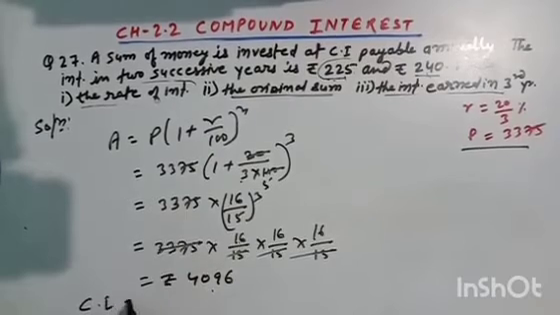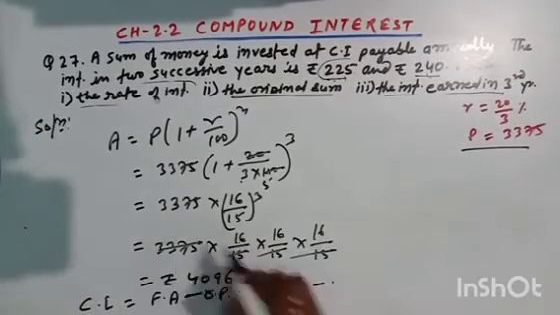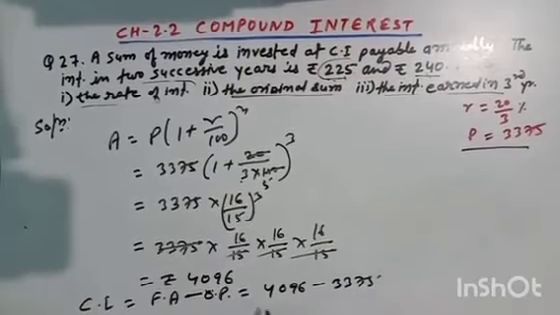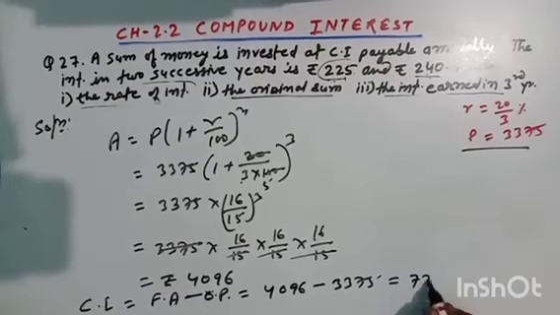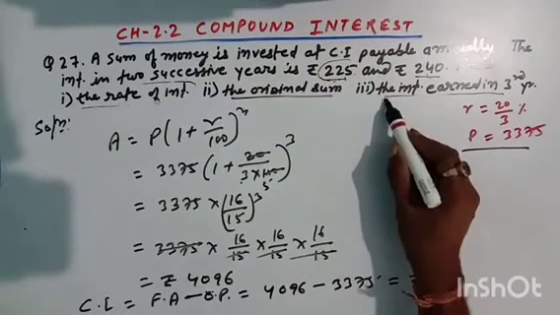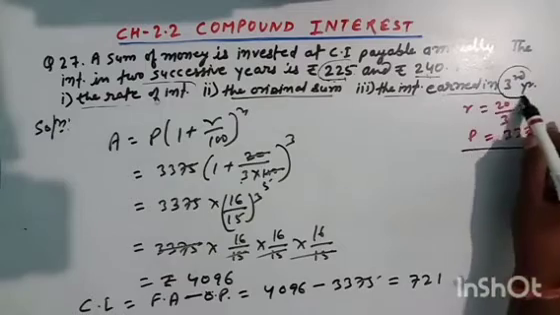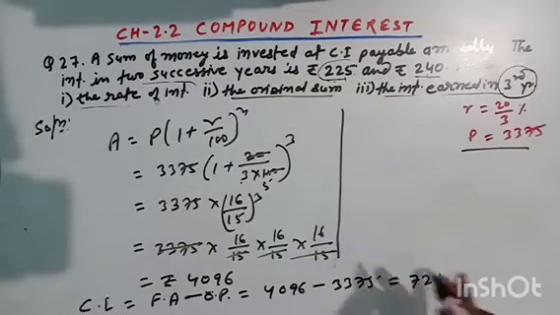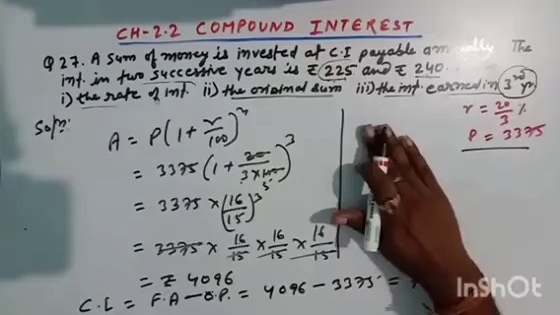For compound interest, take the final amount minus the original principal. The final amount is rupees 4096 minus the original principal 3375. Subtracting, you will get rupees 721. This is the total compound interest. But the question is: find the interest earned in the third year, only in the third year.